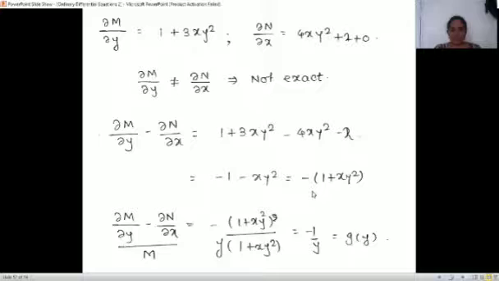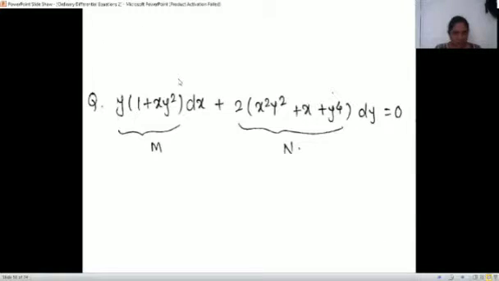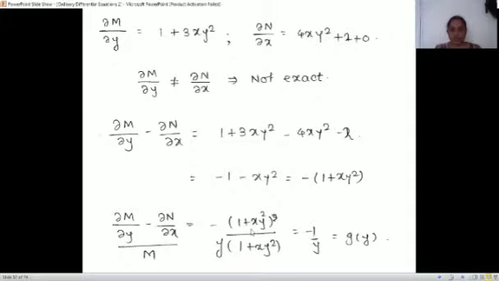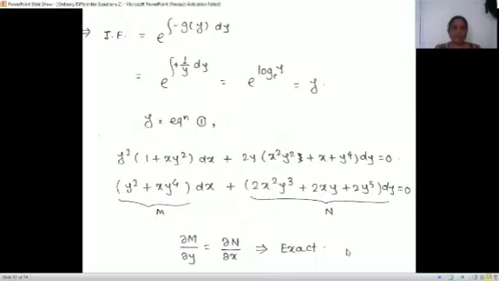And now we'll check where it is matching. Is it matching with M or with N? So 1 + xy². Here is the term 1 + xy², so it is matching with M. So we have to divide by M. Dividing by M, we get −1/y, that is, we call it g(y). Then the integrating factor is e^(∫g(y)dy), so it is nothing but e^(−log y)... that is simply y. Right?